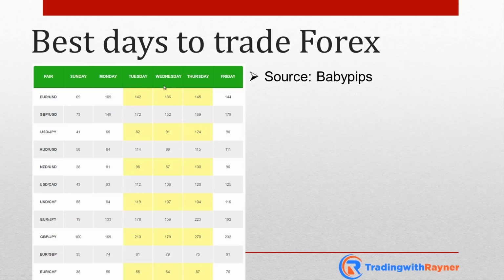Euro dollar on Wednesday tends to move about 136 pips. Thursday, it tends to move about, on average, 145 pips. So you can see that over here, Tuesday, Wednesday, Thursday tends to be when the FX markets move the most. So if you ask me, Tuesday, Wednesday, Thursday, those are the best days of the week to trade Forex.